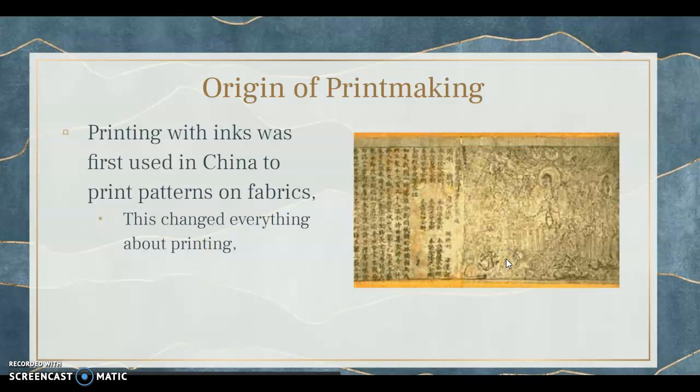The origin of printmaking. Printing with inks was first used in China to print patterns on fabrics, as you can see to the right in this prime example of original Chinese printmaking. This changed everything about printmaking because it allowed the same designs to be reprinted and reproduced way easier. This high rate of production also made it easy to distribute pieces to people around the world.